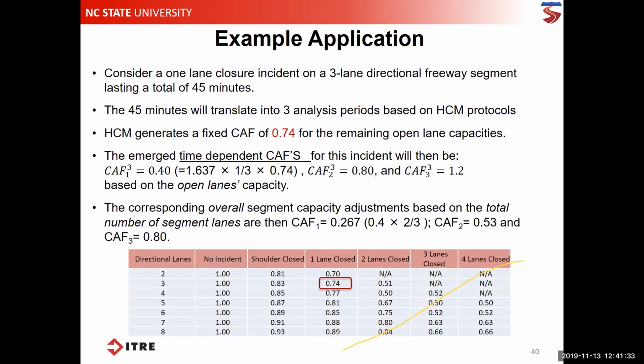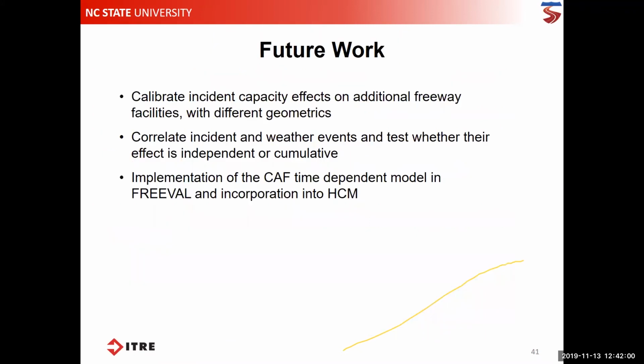HCM only tells the average capacity adjustment factor for this 45-minute analysis period, which is 0.74. Actually, there are 3 distinct numbers. And if we look into the average of these 3 numbers, it is slightly higher than what HCM suggests, but the important piece is that these are changing by time within the incident, and typically start at a low number and go up.